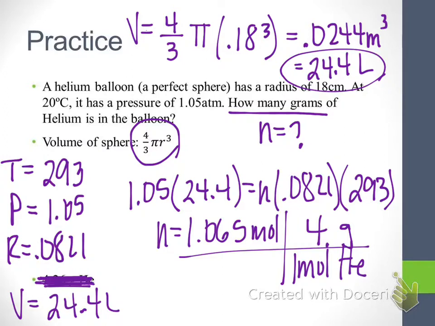Where is it? It's up at the top right corner, under He. Okay, 4.26. Alright, which means our grams of helium is 4.26 grams. There you have it.